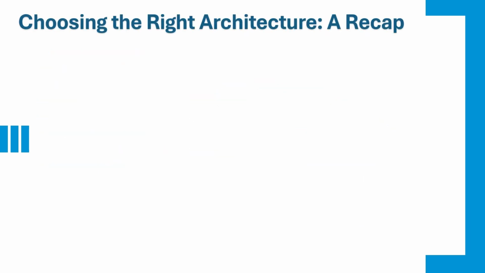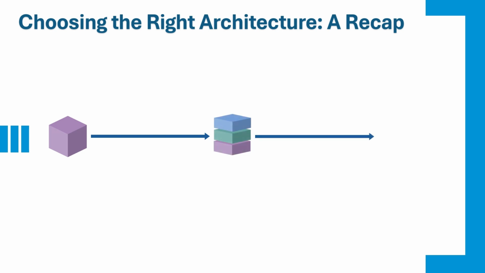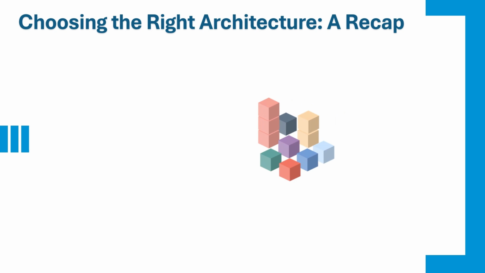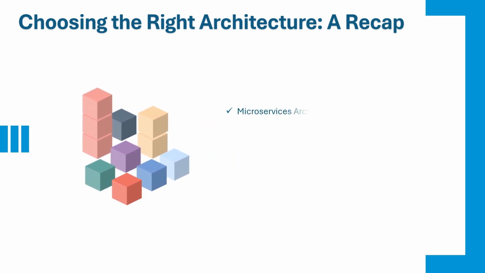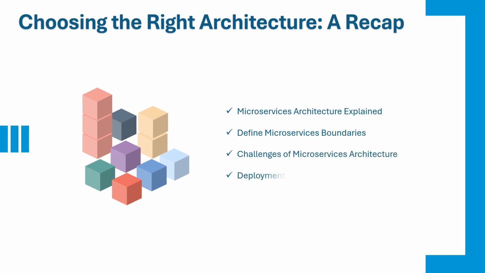We explored the evolution of software architecture, starting with monolithic systems, transitioning through three-tier architecture, and finally arriving at microservices. We discussed how to effectively define the boundaries of microservices, the unique challenges they present, and the deployment strategies and technologies that help overcome these challenges.